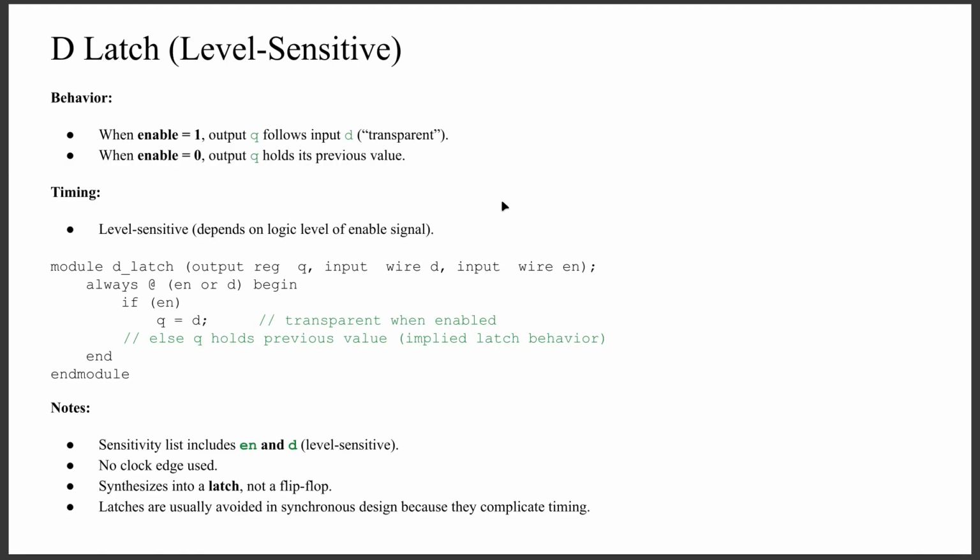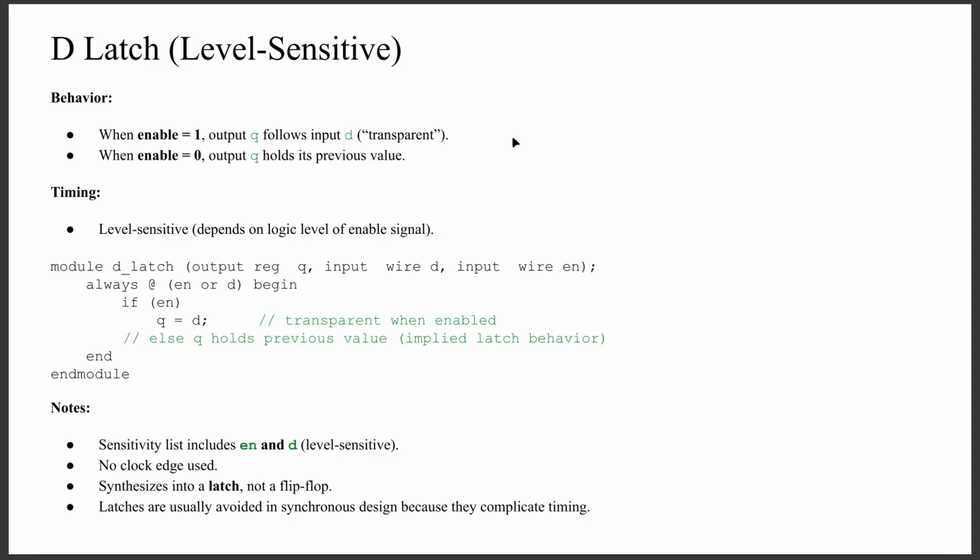A D latch: when enable is 1, the output Q follows the input D, so it's transparent. When enable is 0, output Q holds its previous value. It is level sensitive, depending on the logic level of the enable signal.